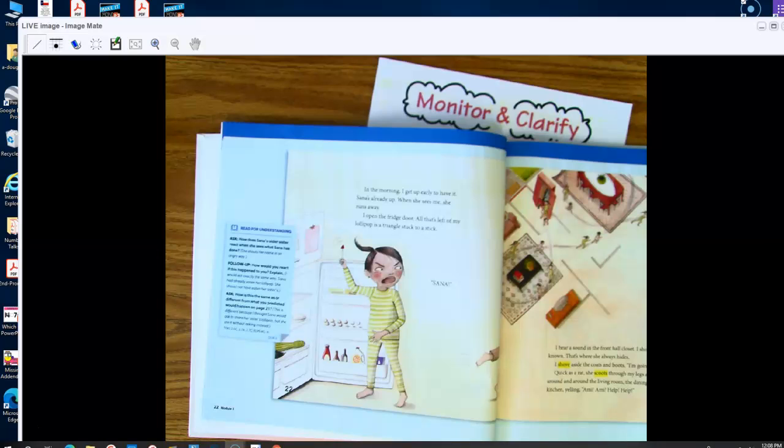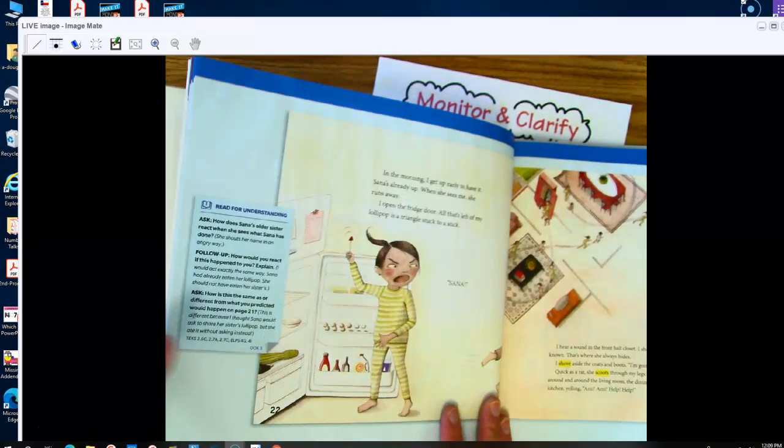How does Sana's older sister react when she sees what Sana has done? What does she do? What does she do, Blaze? She's angry. She gets angry, and what does she do, Emma? Scream. She screams her name. How would you react if this happened to you? Let's use our schema. How would you feel if this happened to you, Alyssa? How would you feel if someone ate your lollipop? You'd be mad. That's right. I'd be sad. How is this the same or different from what you predicted? It's the same as what Wyatt said was going to happen, wasn't it? Wyatt predicted that she was going to eat her lollipop, and she sure did.